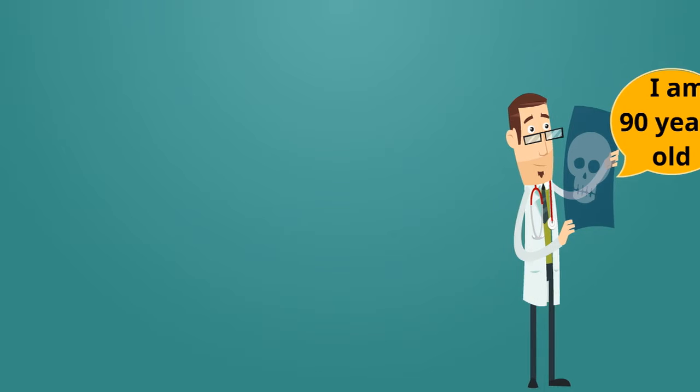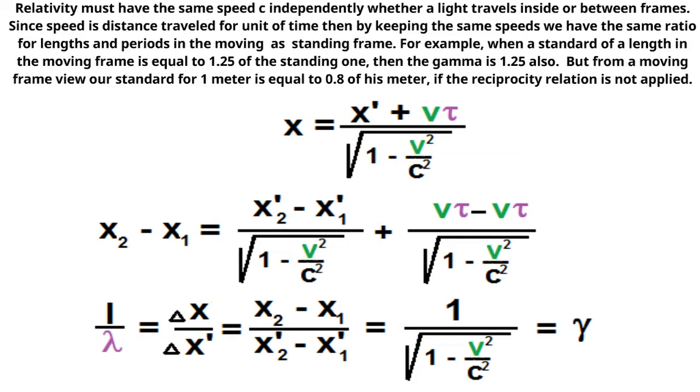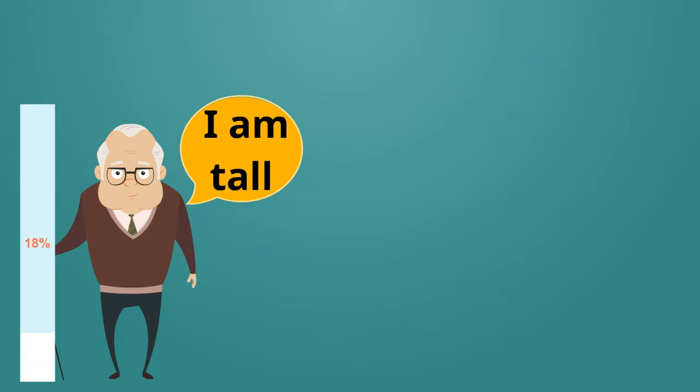Relativity must have the same speed c independently of whether a light travels inside or between frames. Since speed is distance traveled per unit of time, then by keeping the same speeds we have the same ratio for lengths and periods in the moving as in the standing frame. For example, when a standard for length in the moving frame is equal to 1.25 of the standing one, then the gamma is 1.25 also. But from a moving frame view, our standard for 1 meter is equal to 0.8 of his meter, if the reciprocity relation is not applied.